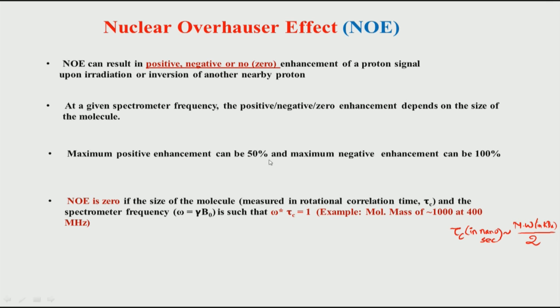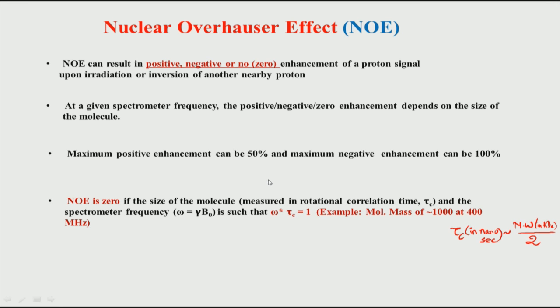This is the theoretical limit, and the theoretical limit on the positive enhancement side is 50%. That means, if your omega tau c is less than 1, if it is tumbling fast, then on the positive side we call that positive enhancement, and you can go to a maximum increase of the signal up to 50%. So, this is the theoretical limit in which we work.